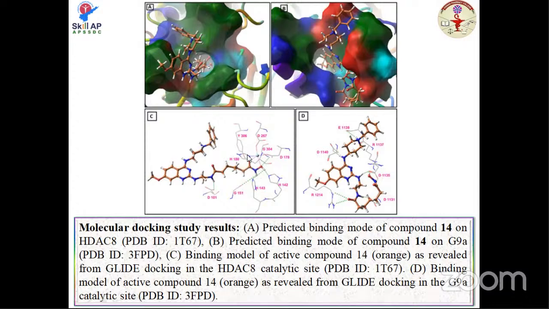And it is also showing a number of hydrogen bond interactions as well as hydrophobic interactions with the active site residues of the HDAC enzyme. And here you can see this lipophilic cap is occupying this active pocket, and the other part of compound 14 is showing very good interactions with the protein.